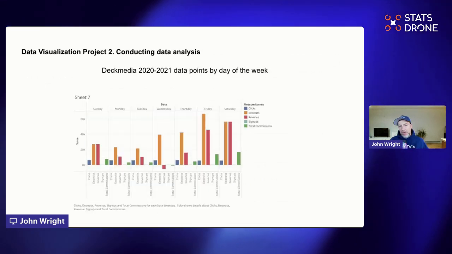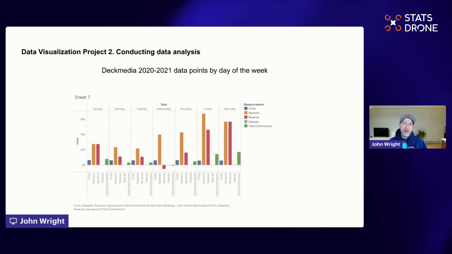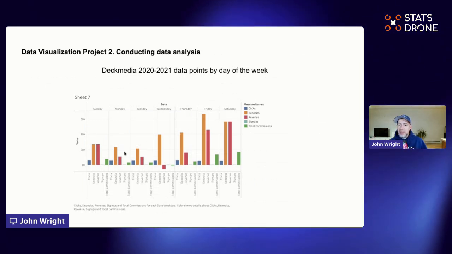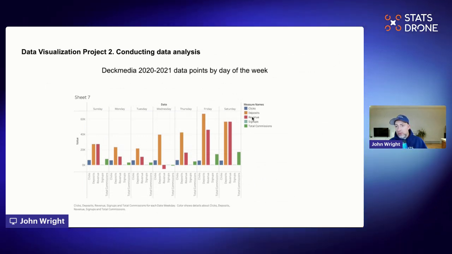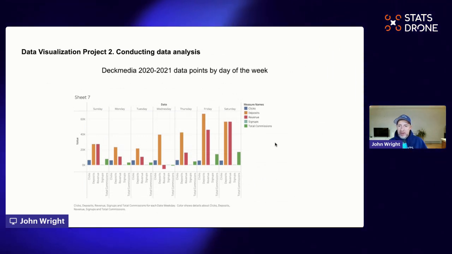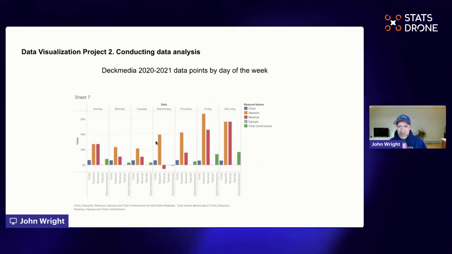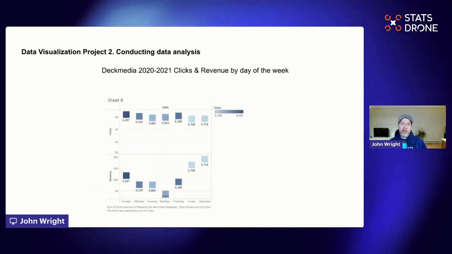And then looking at the days of the week, I wanted to see if I could find some patterns that came to life. As I was looking around, I just said, let's throw all the data in. The KPIs I cared to look at are clicks, deposits, revenue, signups, and total commissions. We can see that a lot of the revenue activity was happening on the weekend. But what was interesting is that there's actually a lot of click data happening during the weekdays.